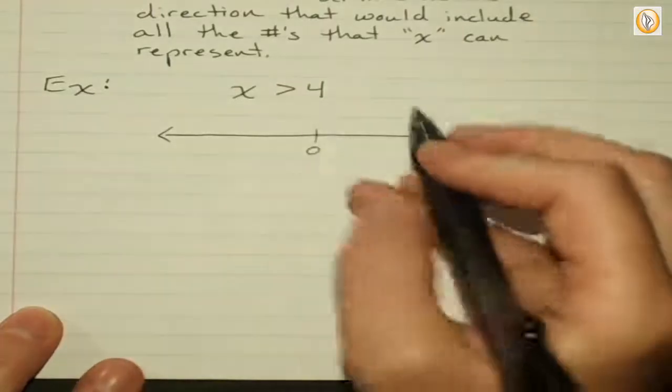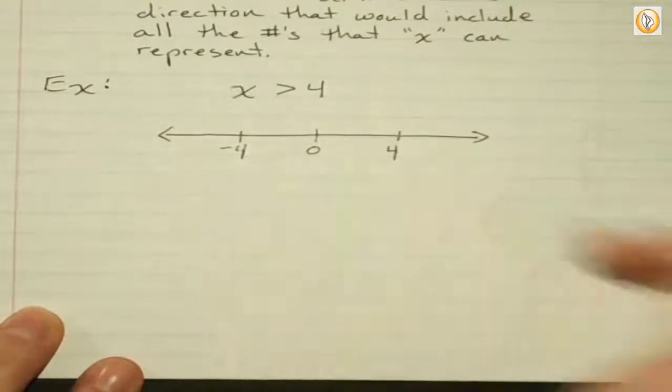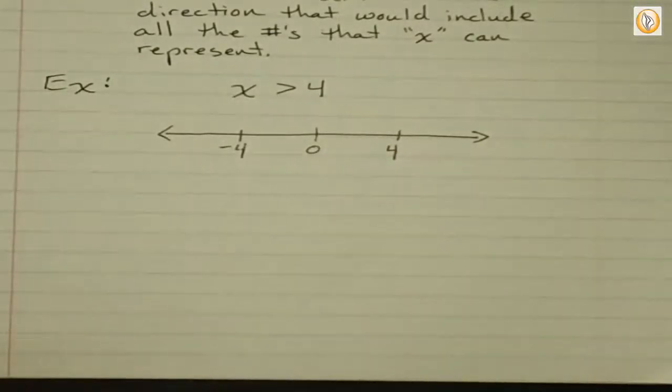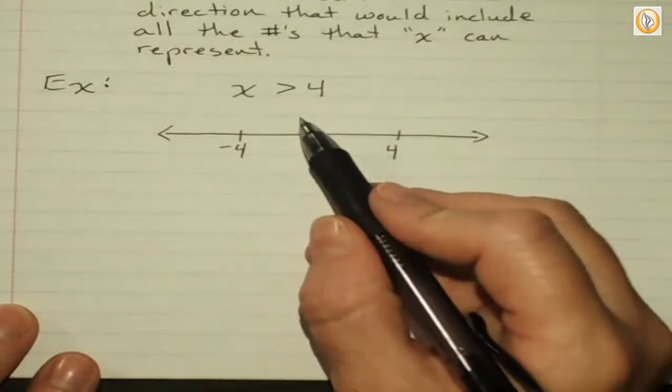It says x is greater than 4. You should have a positive 4 and a negative 4. You don't need to put all the other numbers on there. That's wasting time right now because you guys know this. Now, look up here. This is important.